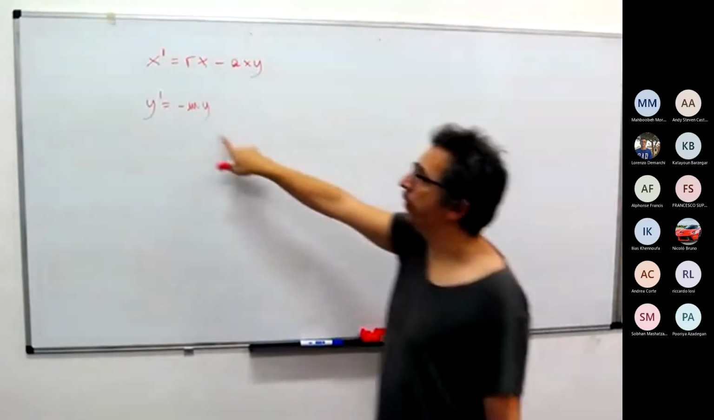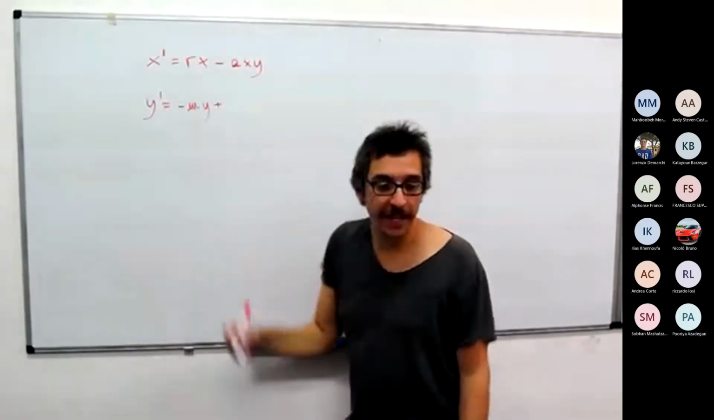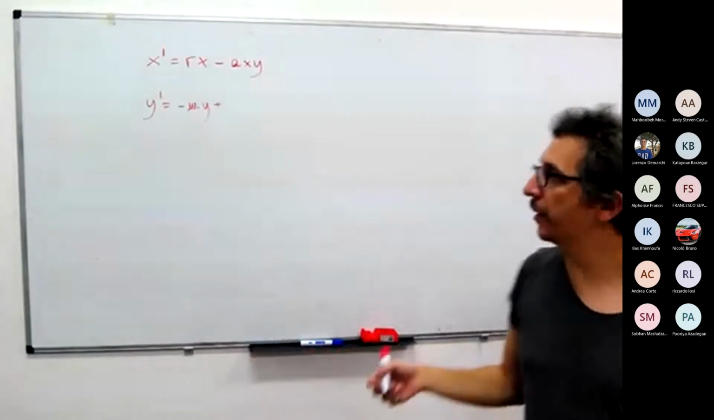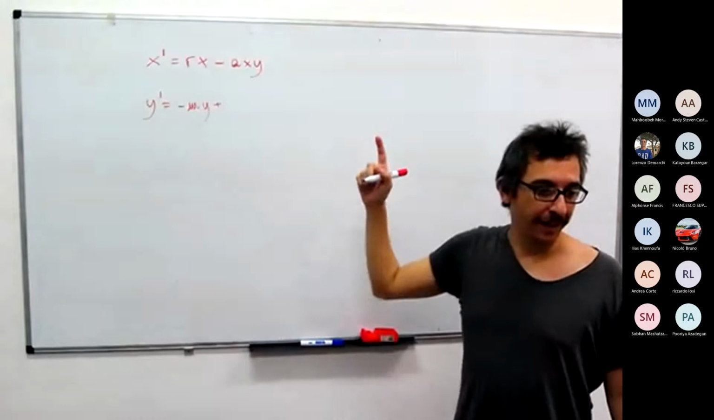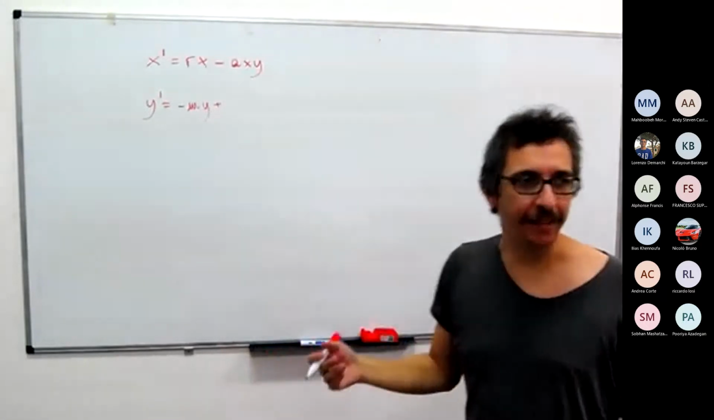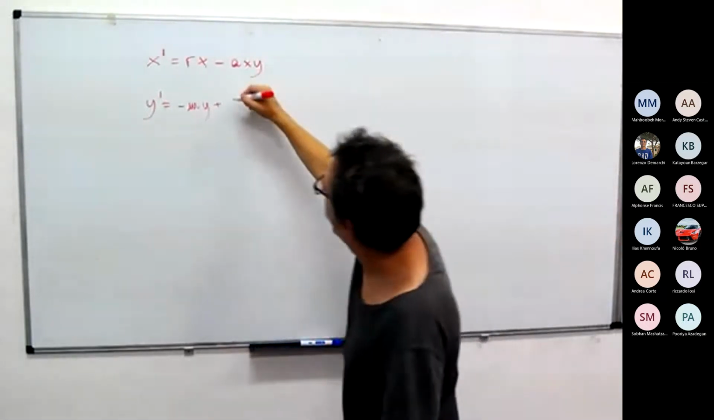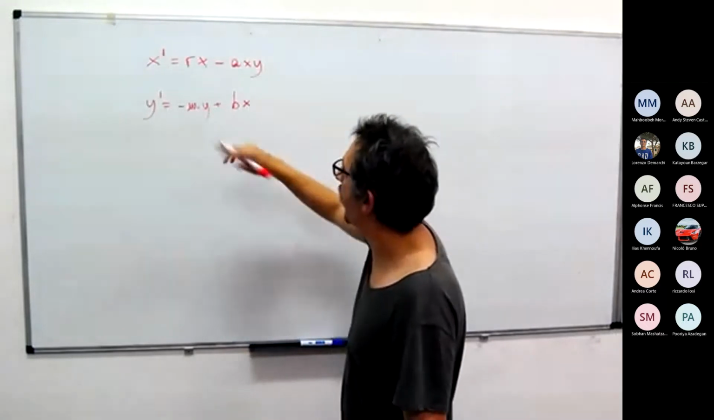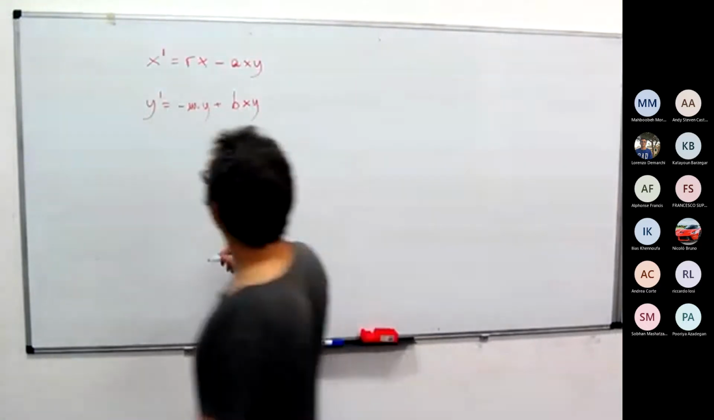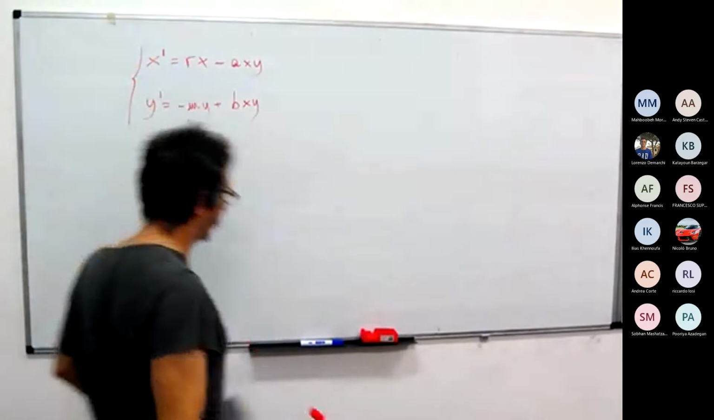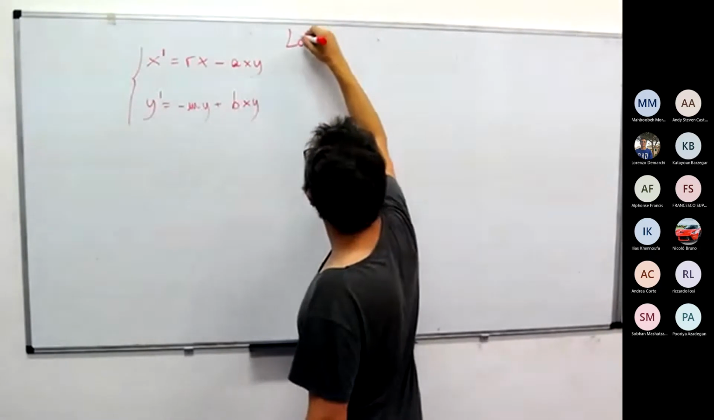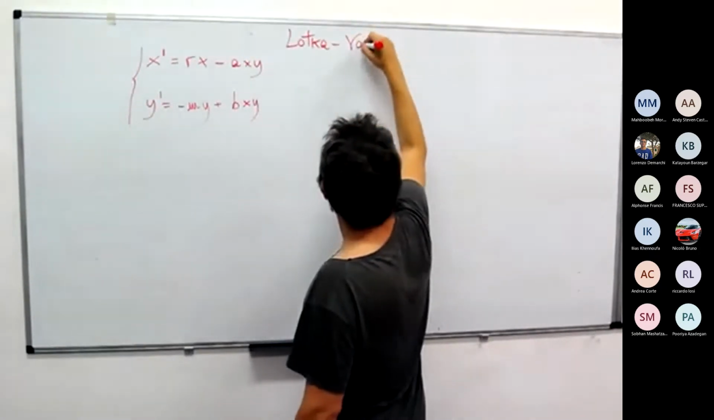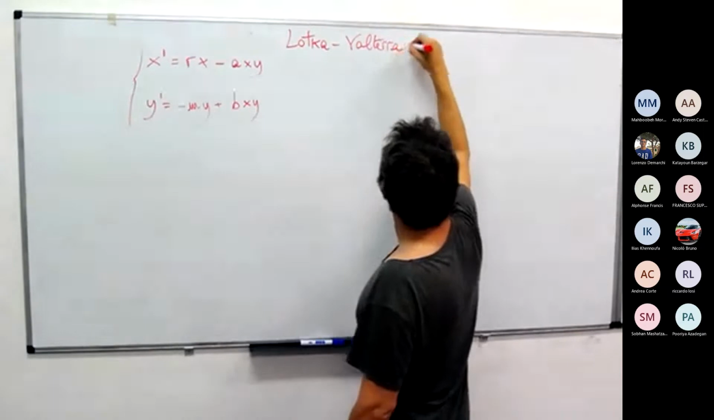On the other side, for foxes, I will add another term that takes into account that if foxes are meeting rabbits and eating rabbits, they can survive. So I will have some term with some other parameter b, like this one. So this is the Lotka-Volterra model.